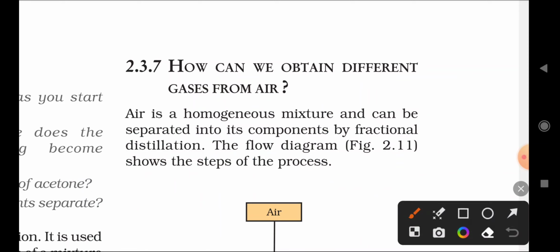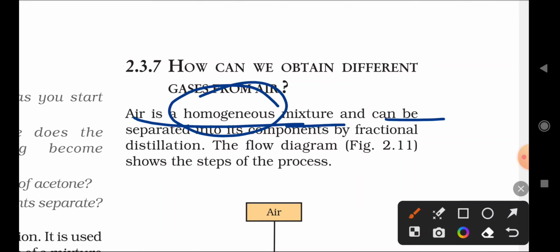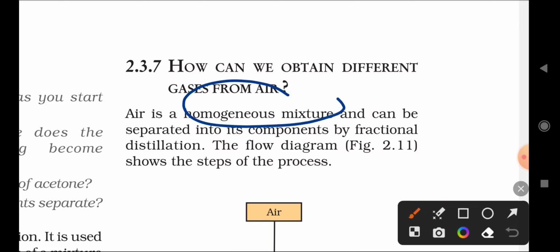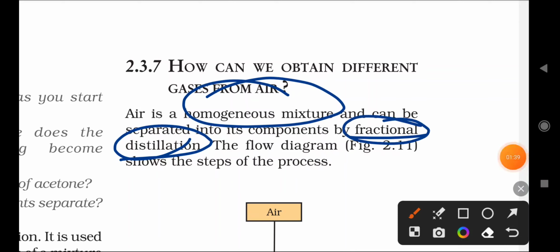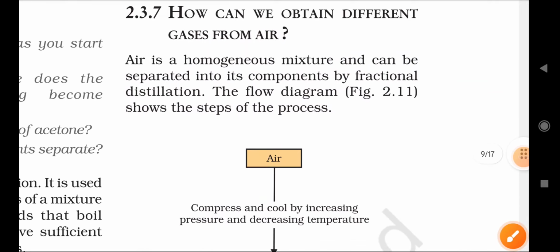Which methods are suitable? Air is a homogeneous mixture, and it can be separated into its components by the fractional distillation method. Air is a mixture of several things, the gases, tiny particles and dust particles. They can be separated by the fractional distillation method. Here is the flow diagram.